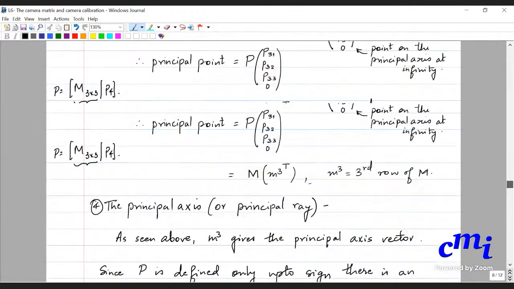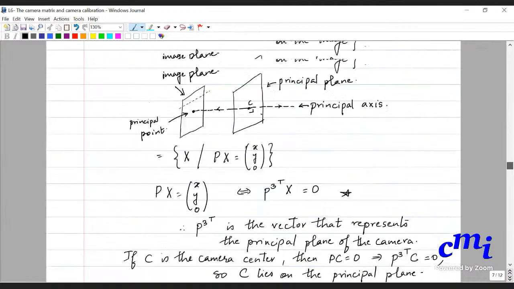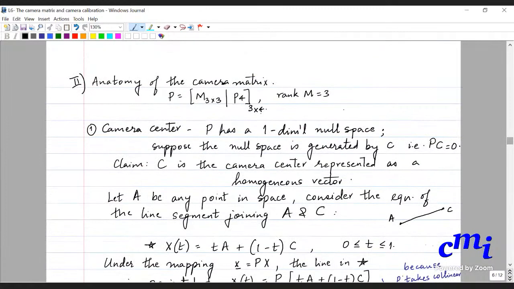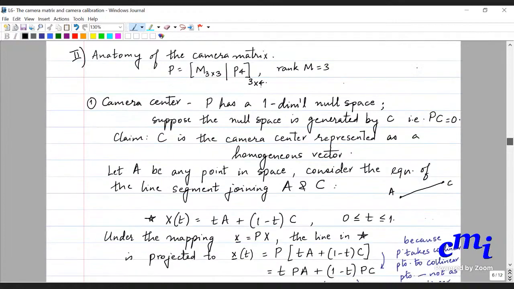Some of these things you do need to know, because when you are given a 3x4 matrix P and told that this is the camera matrix of something, how do you glean information from it? Given just a 3x4 array of numbers, how can you say what components of the camera setting are hidden in this matrix? That is why we need some understanding of all this.